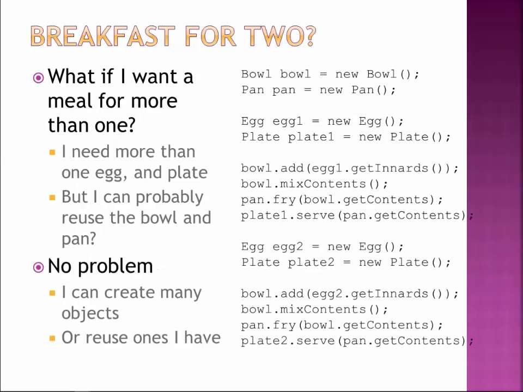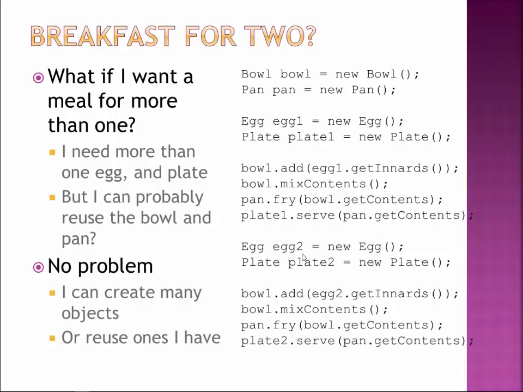So the great part about this is I can do interesting stuff with now reusable pieces. So I want breakfast for two now. I can come in and I can have a bowl. I can have a pan. I can reuse these objects. I have the first egg and the first plate. I take the bowl. I take the first egg. I mix the contents. I fry up the contents. I take the first plate. I serve the contents of the pan.